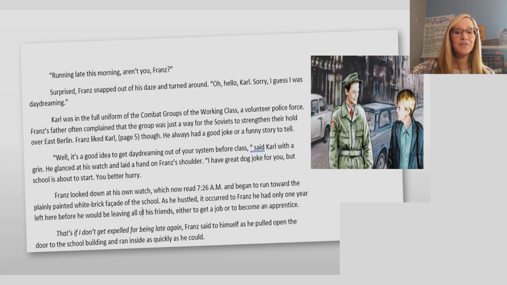Carl was in the uniform of the combat groups of the working class, a volunteer police force. Franz's father often complained that the group was just a way for the Soviets to strengthen their hold over East Berlin. Franz liked Carl, though. He always had a good joke or a funny story to tell.